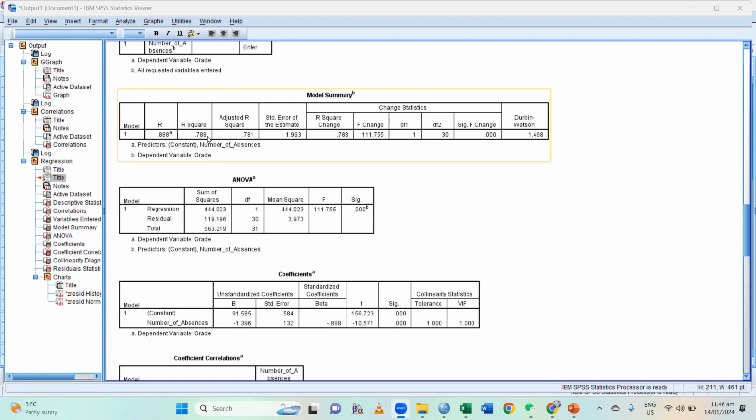Pila ka percent ang hindi pwede ma-attribute sa variance? Kay 79% from absences. 21%. Exactly. So the 21% of the variance in the grades could be attributed to other factors. Okay, thank you. I hope it's clear.